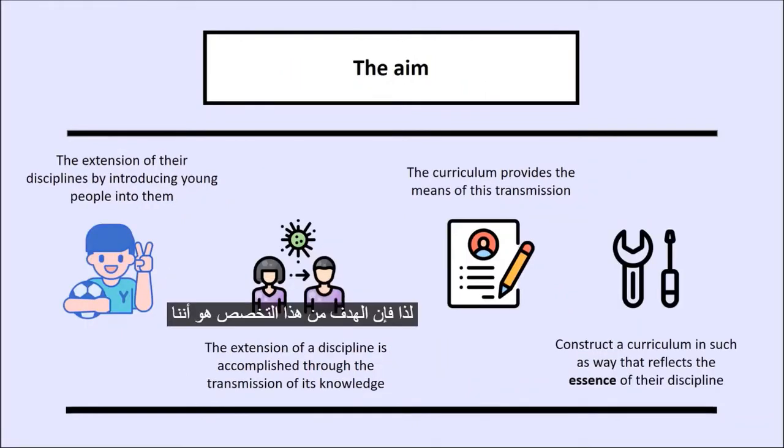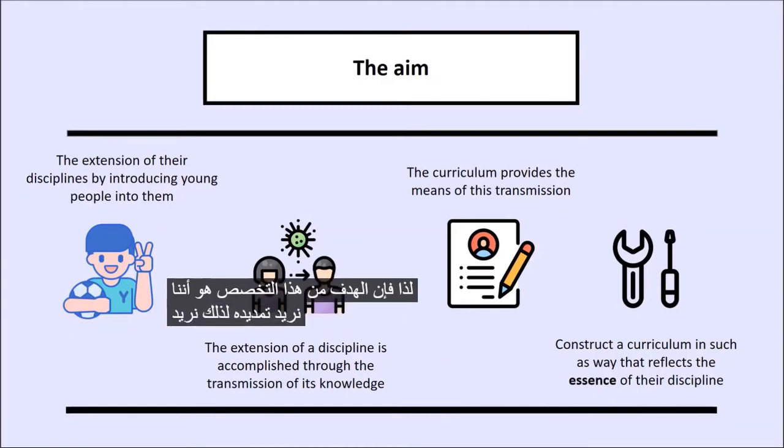So the aim of that discipline is that we want the extension of it. We want to introduce young people into our disciplines. The extension of that discipline is accomplished through the transmission of its knowledge. So what is that knowledge as a historian? What is that knowledge as a scientist? And the curriculum provides the means of transmitting that knowledge.